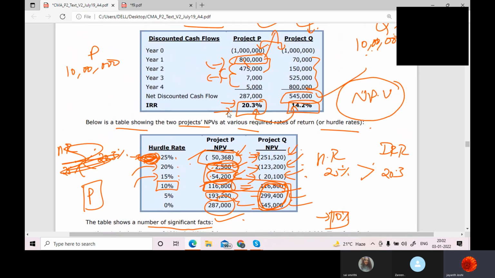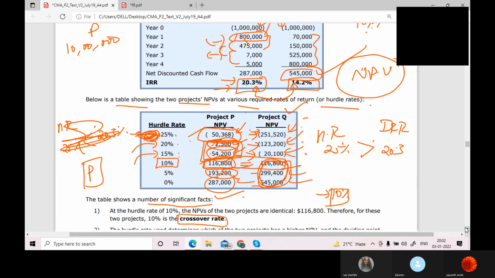Okay, so again I'm explaining, this is my crossover rate, 10%. Above this crossover rate, project P as per the NPV rule is a better project because it gives positive NPVs and a higher IRR even when compared to Q. But below the crossover rate, whatever the hurdle rates you have, you get a higher NPV than project P, and it is more acceptable below the crossover rate. If you have these two hurdle rates, which project is more profitable or beneficial for you? Project Q, and it has a lower IRR than project P, correct?